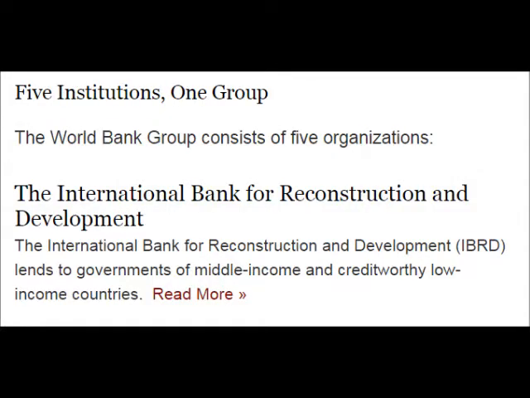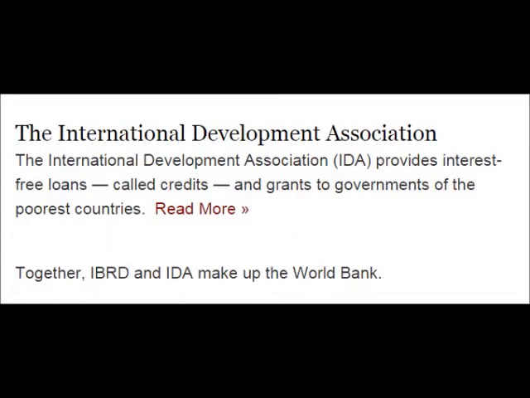The World Bank is a powerful organization comprised of five key institutions specializing in international affairs. It lends money to governments for purposes of reconstruction and development. The International Development Association, however, specializes in lending interest-free loans to the governments of the poorest countries. The controversy surrounding this aspect of World Bank will be explored further.